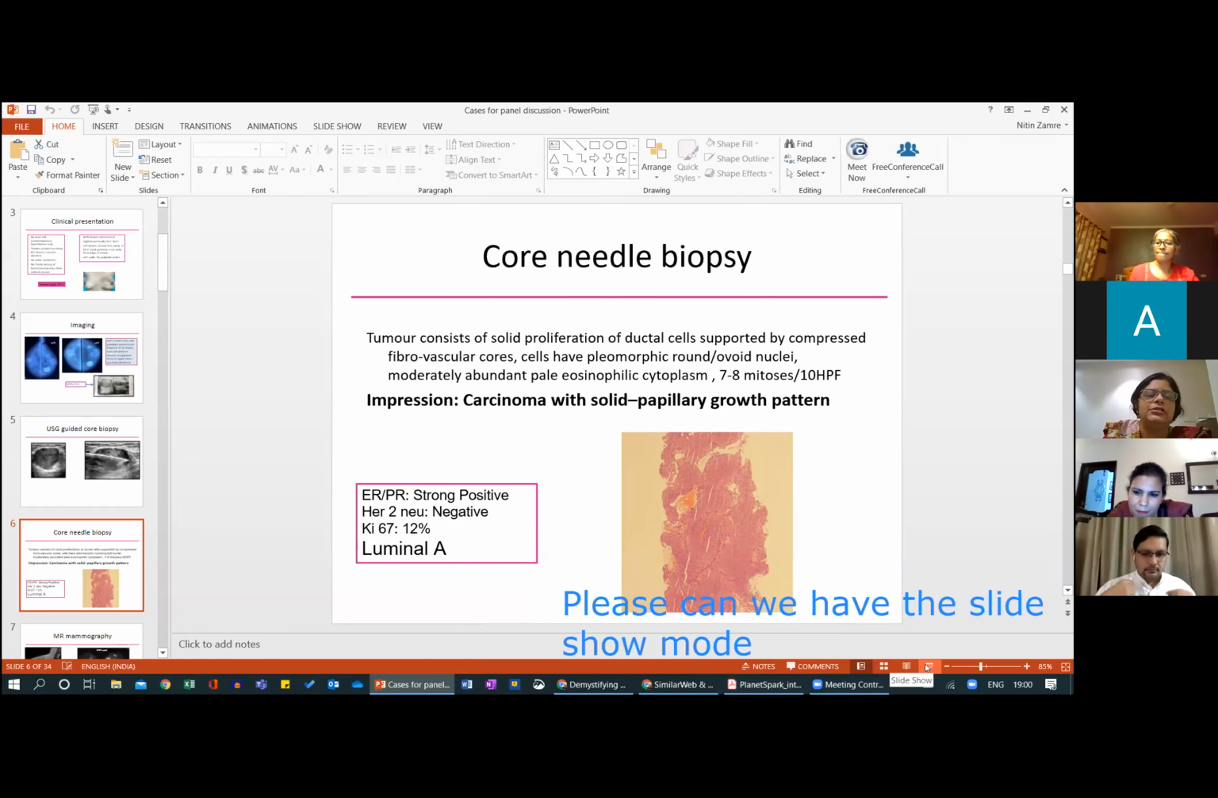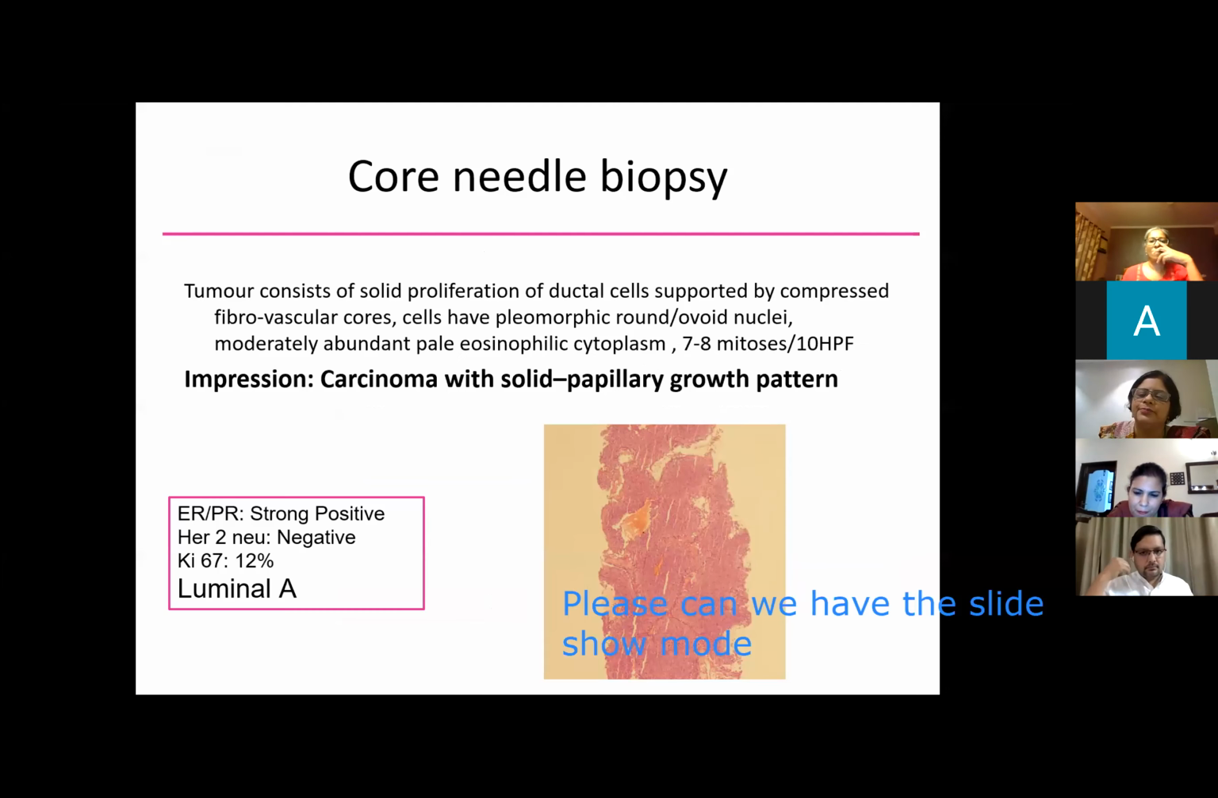This is a single lesion. I suspect that this can be excised. There is no invasive component associated with it. This is like an intracystic encapsulated tumor.